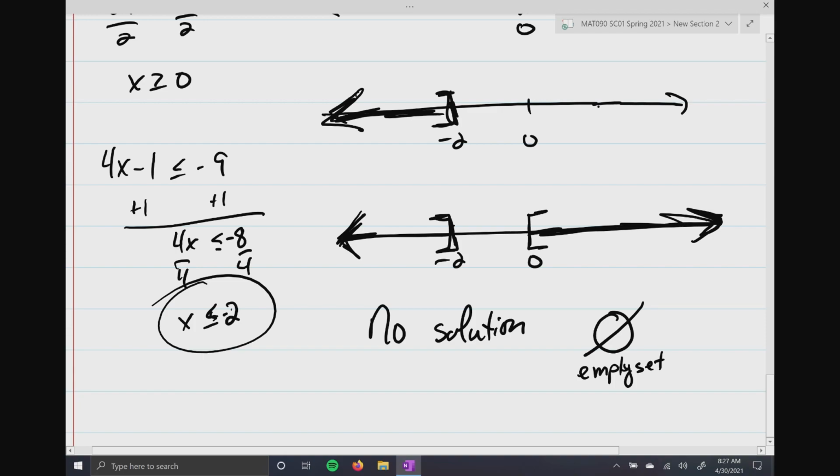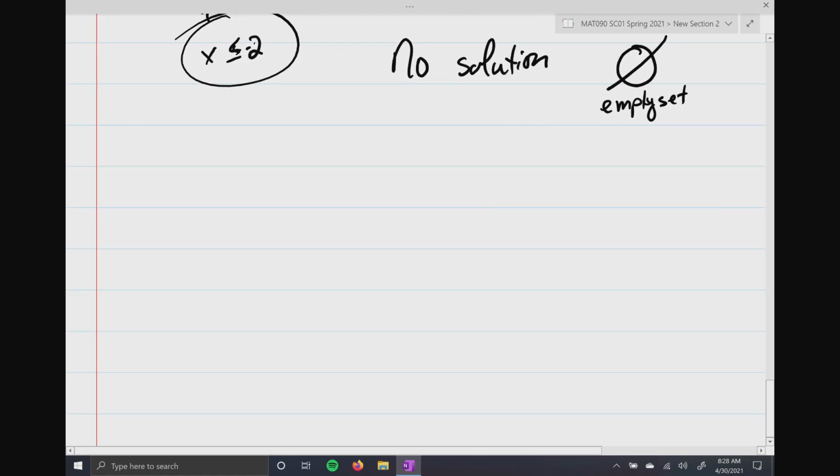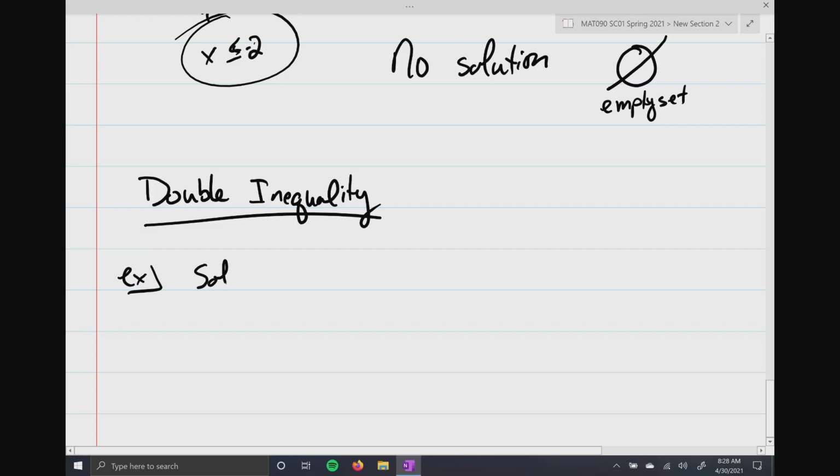All right. Any questions? All right. Let's do 2 more things. First one is what we call a double inequality. Now, a double inequality is exactly what it says. Double means 2, and inequalities mean inequality symbols. So you're going to have 2 inequality symbols together. So here's a really simple example of what it looks like.